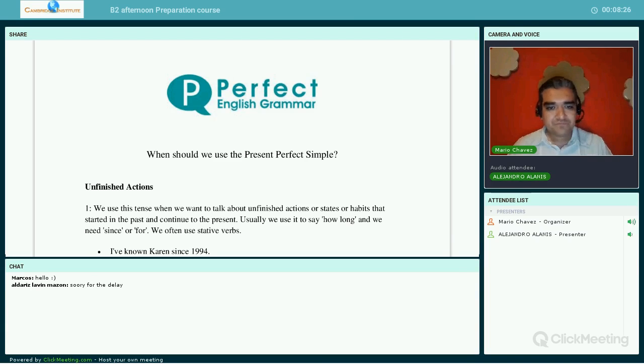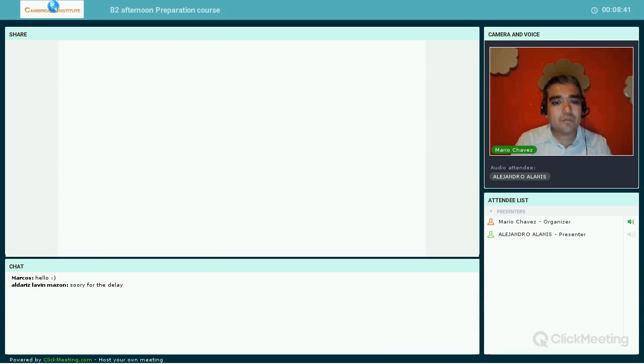That is very important. We usually use it to say how long, and we need since or for. As I was saying, there is some specific vocabulary we might use with this tense.